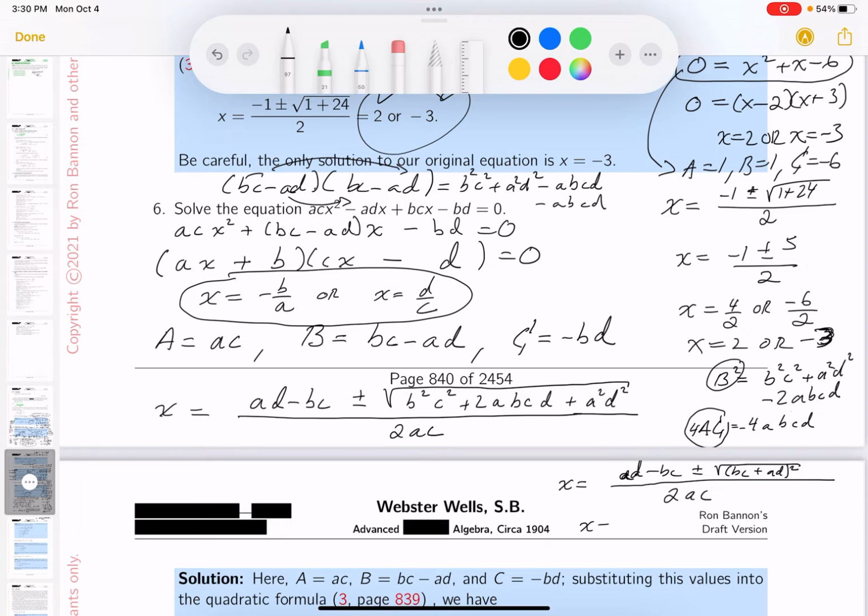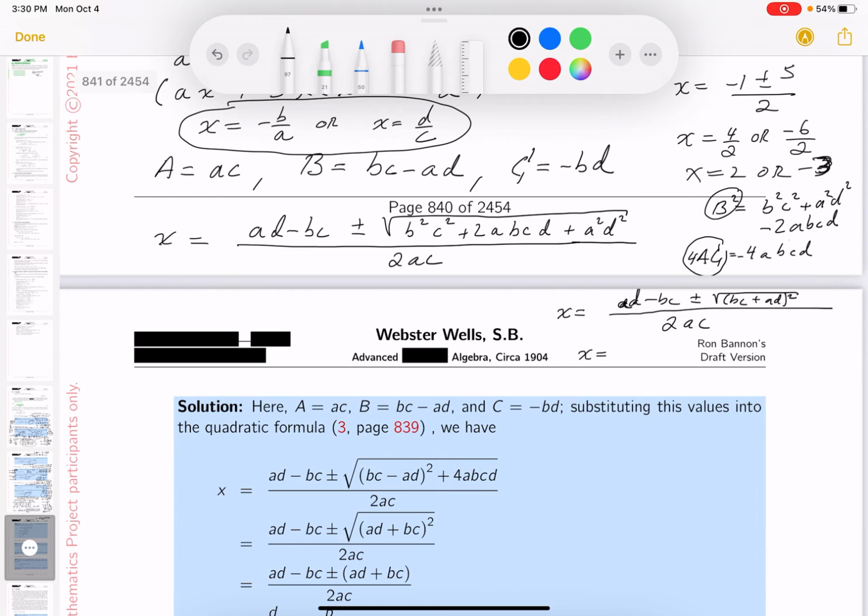What do you get? X equals, I'm running out of room. I've got to push it. Get my eraser out. Let's write this down. And this gets crazy looking, doesn't it? It's actually crazier than it looks. This quadratic formula is a killer. 2AC, and then you get AD minus BC plus or minus, oops. Oh boy, that's going to be a tough one. What do you get over there? BC plus AD. Let's keep going.